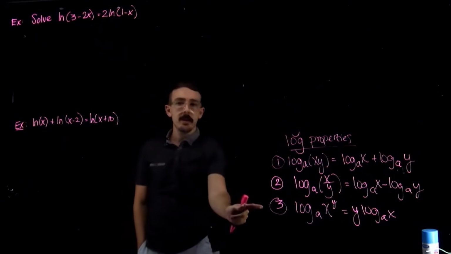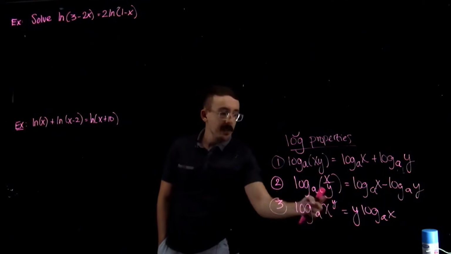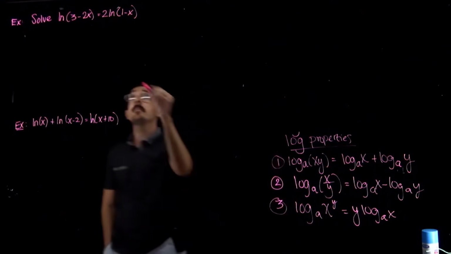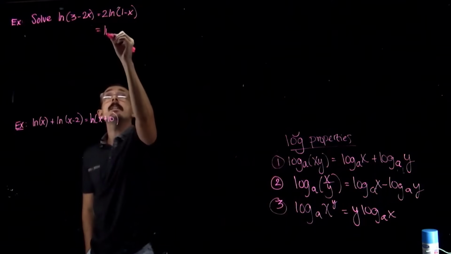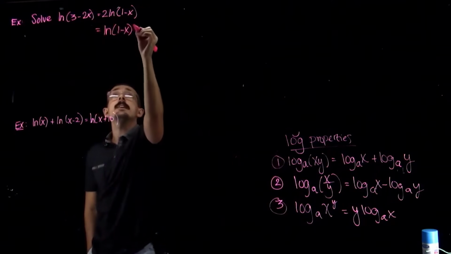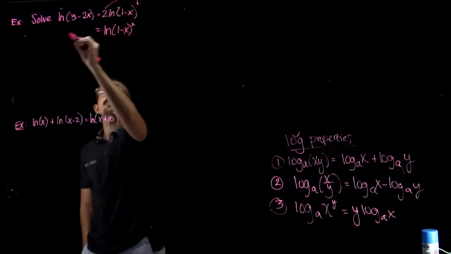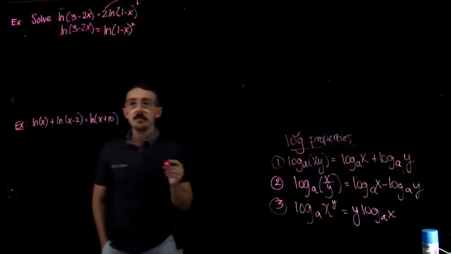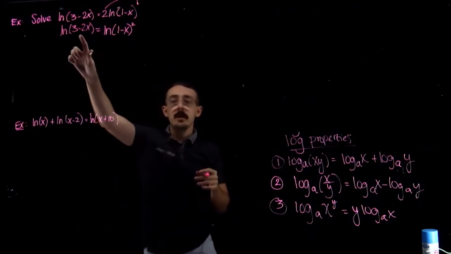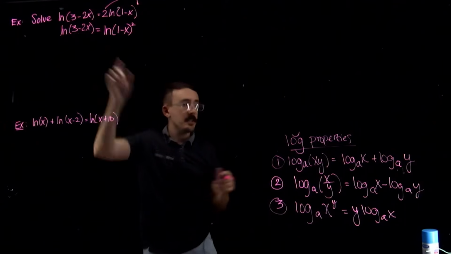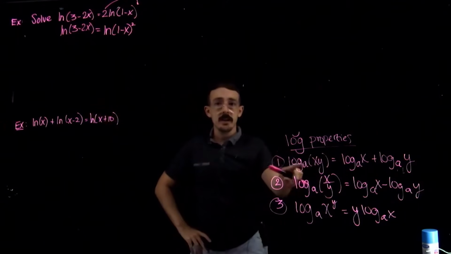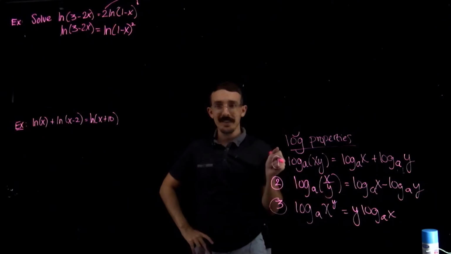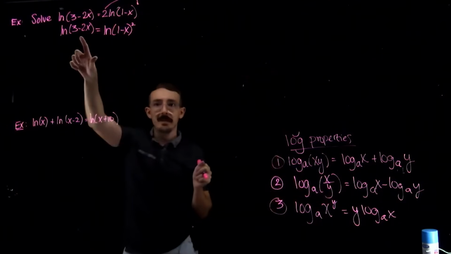So if you go to the third property, we could use that. We could take the 2 that's in front and bring it up top. So I'm going to get ln of 1 minus x squared now because I'm bringing it up top. And I'm just going to leave the left side alone. Notice that we don't have a rule that breaks it apart when it's a subtraction. The only reason you can break it up is if it's multiplication or division. So don't let that trip you up. You can't break this up.